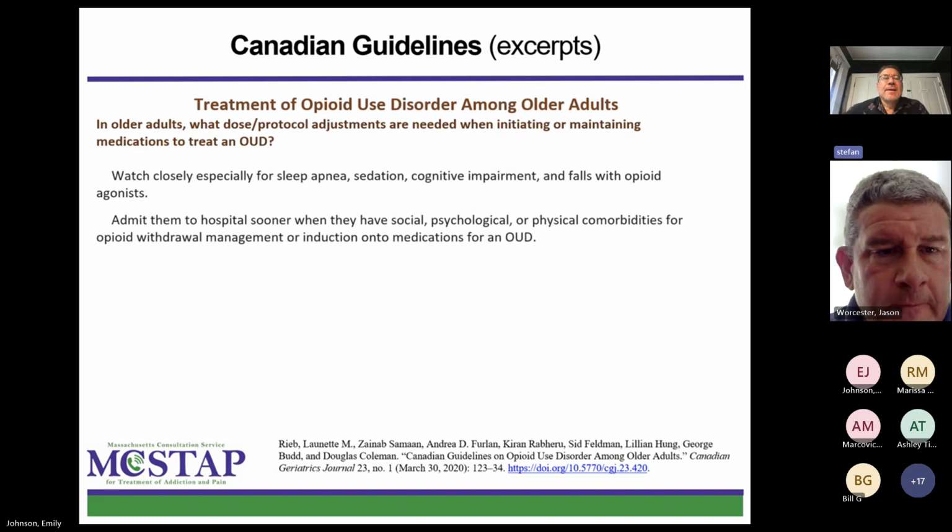Watch especially when you are starting or changing an opioid program for an older individual. The sleep apnea risks, reduced breathing, absent breathing, cognitive impairment, which you have to differentiate from their baseline and other normal changes of aging, normal for the pathology they have. And also the risk of falls is very high. If you're concerned, whether it's physical, social, psychological, or other comorbidities, they will more often need inpatient management than a younger person.